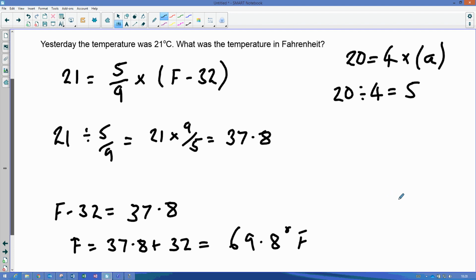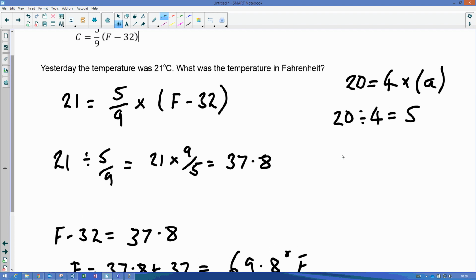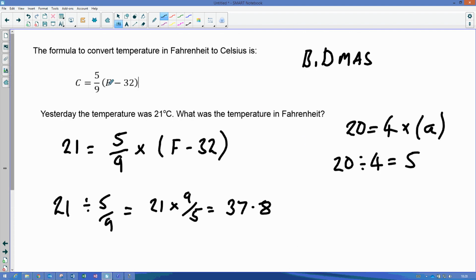So I hope those two examples have helped you think about how you would handle this more complicated problem where your formula's the wrong way round for the thing you're trying to work out.